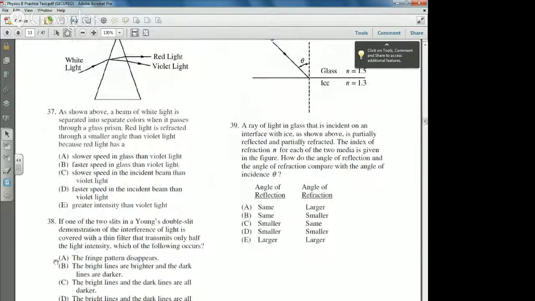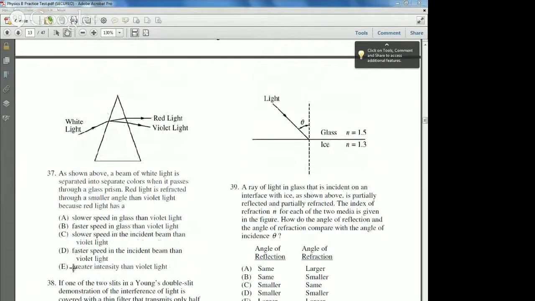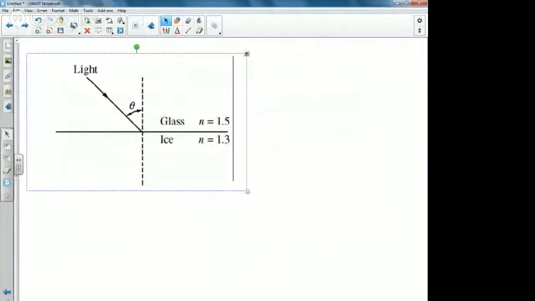Yes. Can you say something is faster because it has a greater slope of the line? Rather, you should say that the angle, especially if you look over at this picture over here, which we'll go over in a moment. But the main thing is that the angle is directly related to the speed. So, for example, when it goes from glass into ice, should it be getting faster or slower?